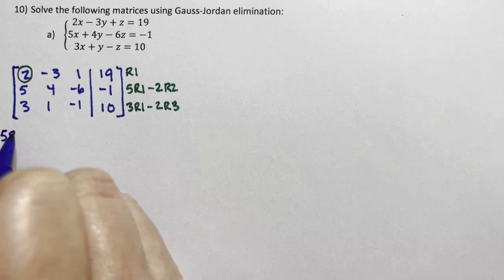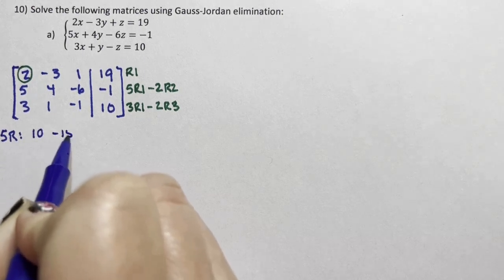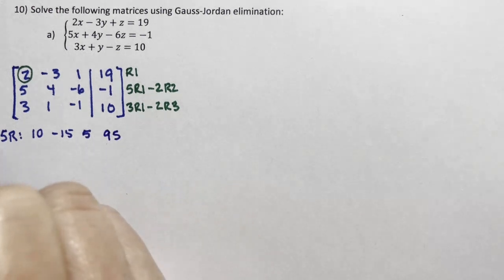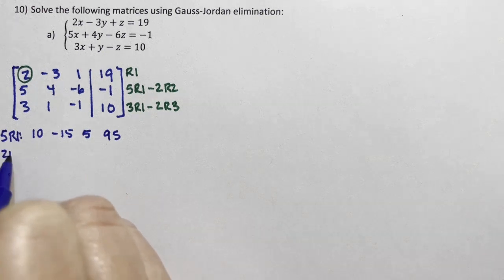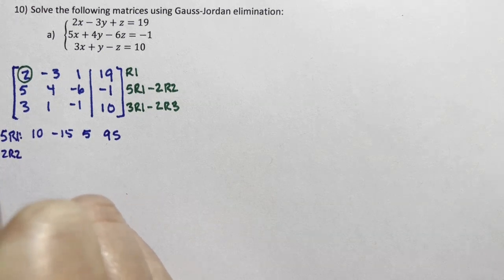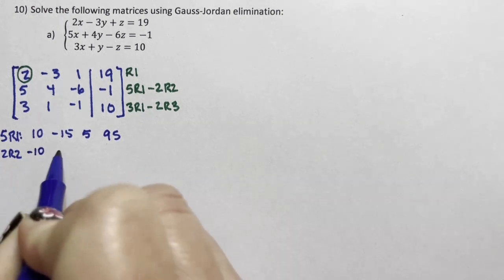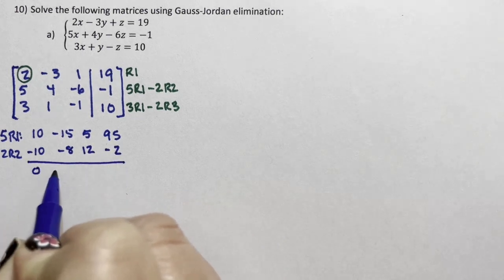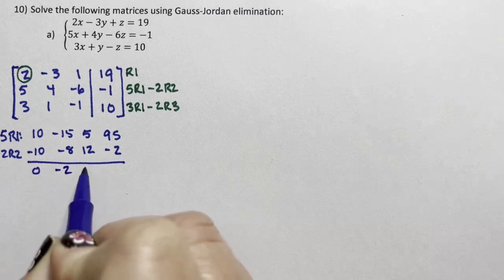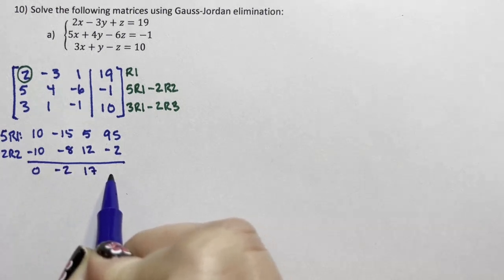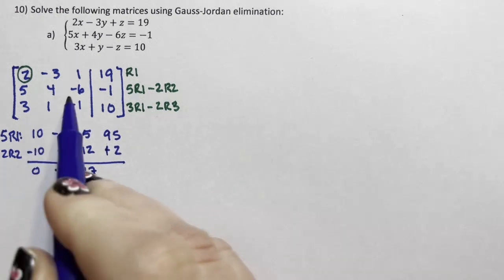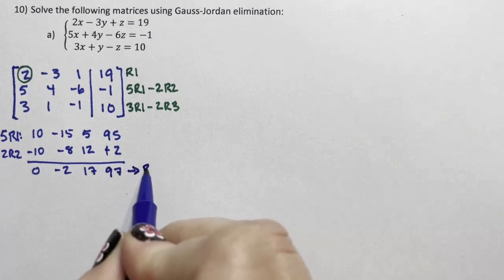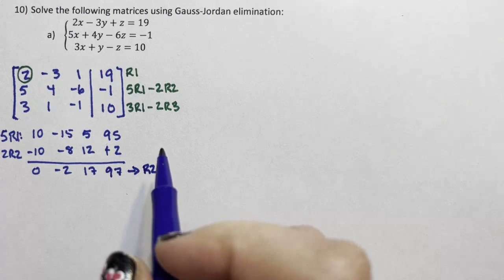5 times row 1 is going to give me 10, negative 15, 5, and 95. Negative 2 times row 2, and I do use that negative, so I always add down, is going to give me negative 10, negative 8, 12, and negative 2. I'm going to get 0, negative 23, 17, and 97. That should be positive. Yeah, 97. And this is going to go into row 2.